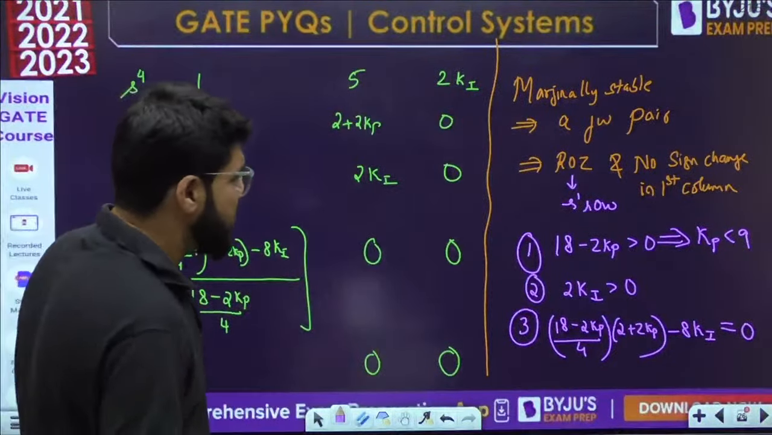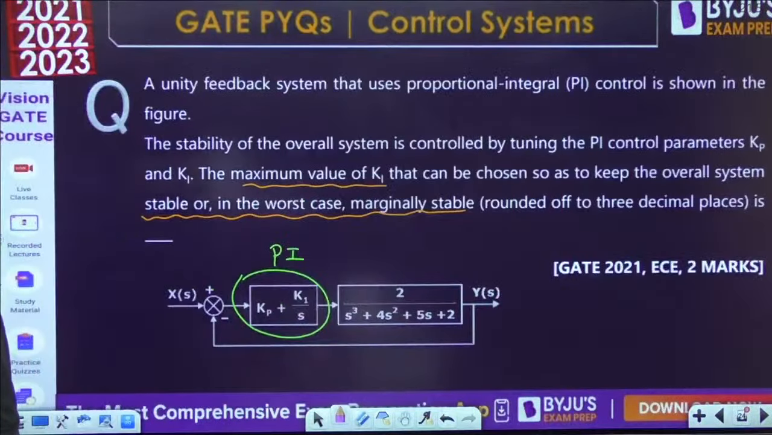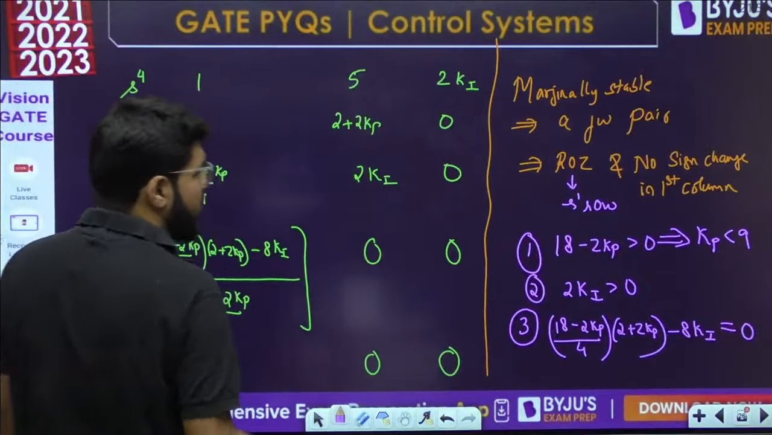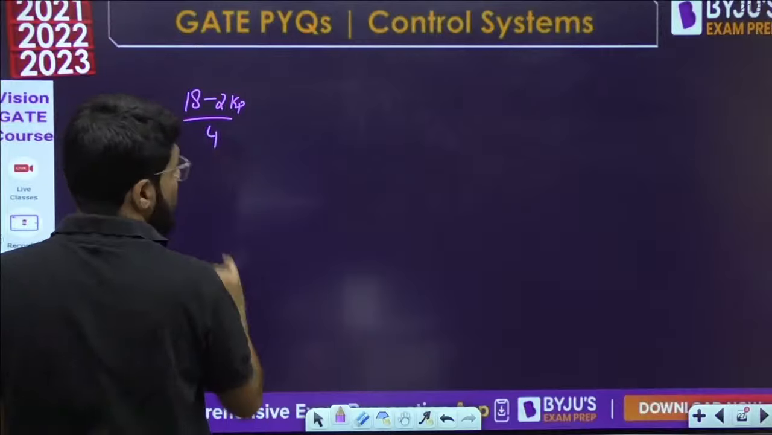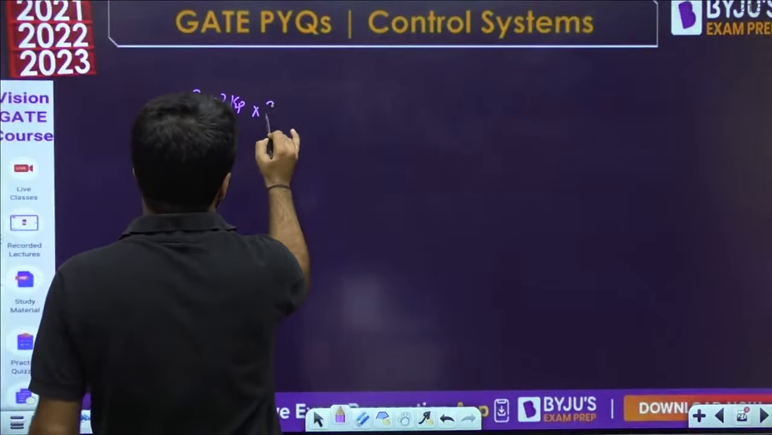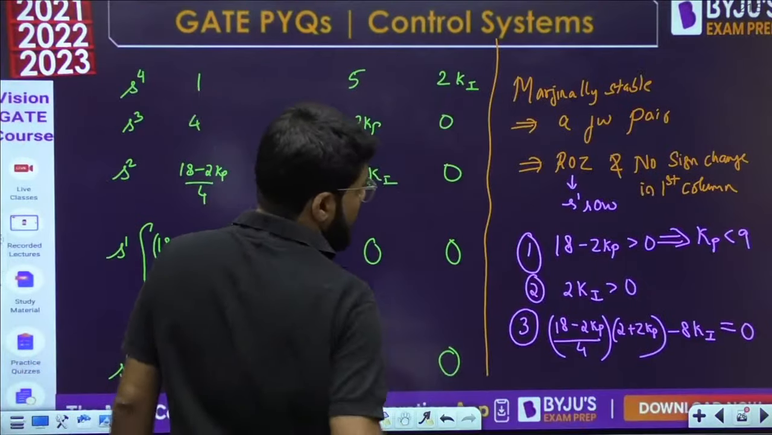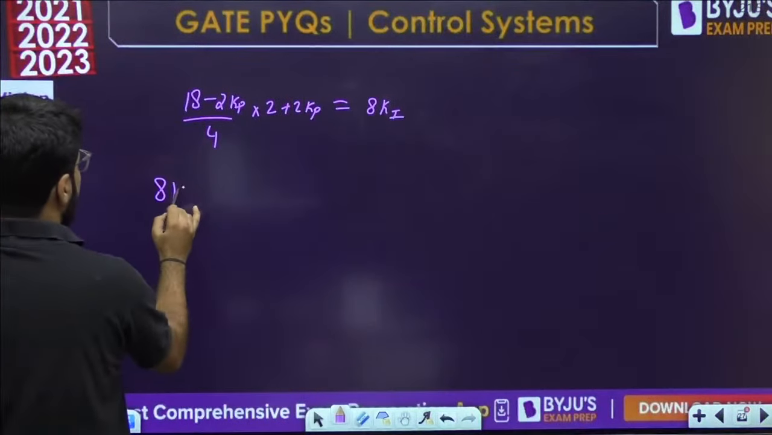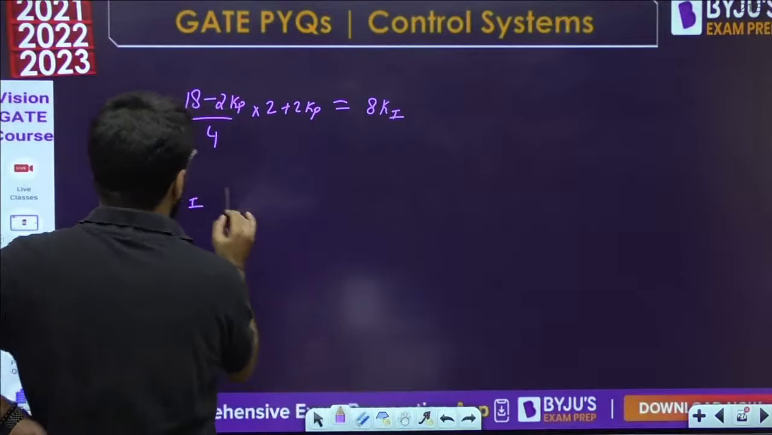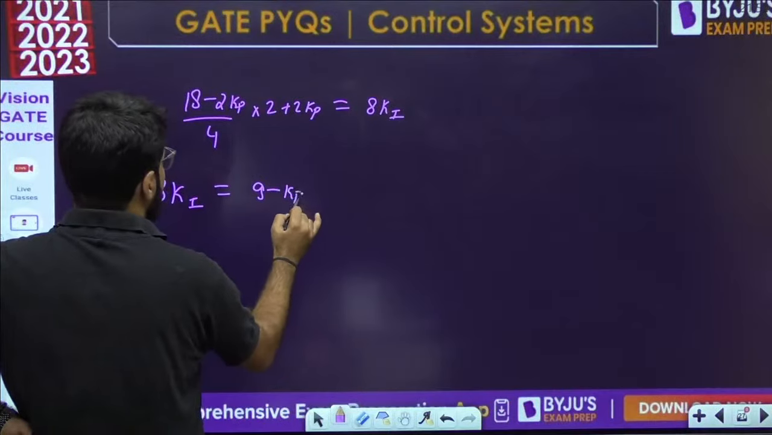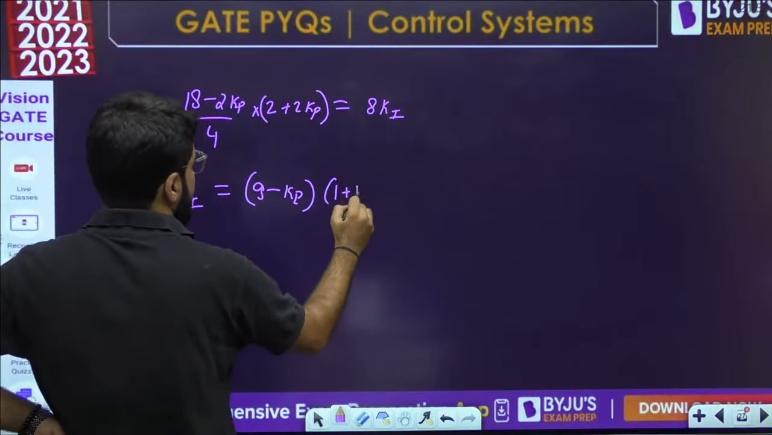Now let's solve this third equation, which is set equal to 0. What is the maximum value of Ki? Yeh poochha hai na, theek hai. So let me write down this equation. What is the equation I am getting? (18 minus 2Kp) divided by 4, into (2 plus 2Kp), will be equal to 8Ki. Further solving it, yahan se 2 common nikal ke cancel kiya, so that is 9 minus Kp. From the other term also, if I take 2 common, it is cancelled, so it is 1 plus Kp.